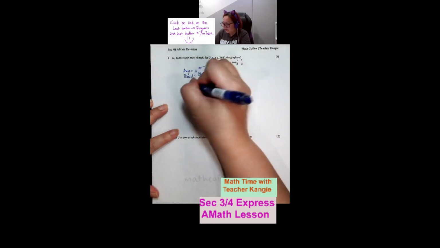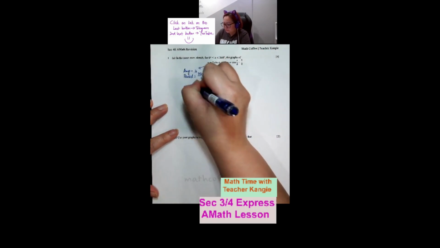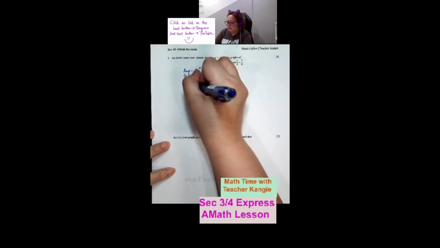Next, do we have any shift? Shift means that usually if 2 sine x, let's say plus 1, then you know that your shift is 1. In this case, there is no plus or minus number, so that means the shift is 0. In other words, your middle line is the x-axis. Okay, your middle line is the x-axis.